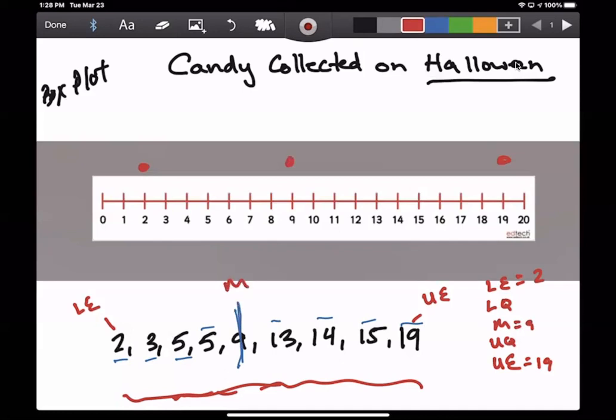Now, in order to find my quartiles, once I found this median, it splits my data into 2 parts. I've got my left side and I've got my right side. So this is my lower side and this is my upper side.